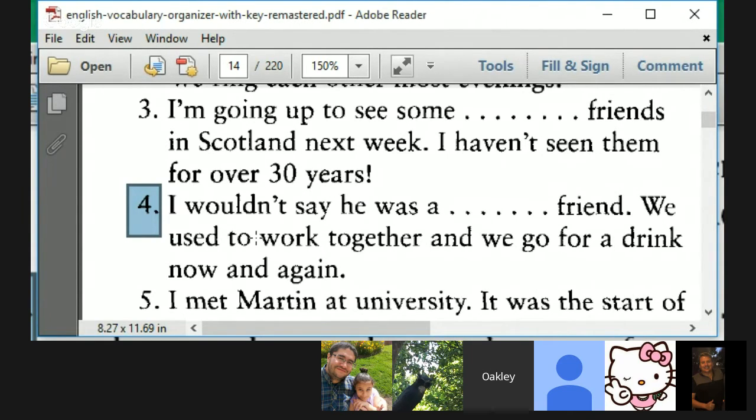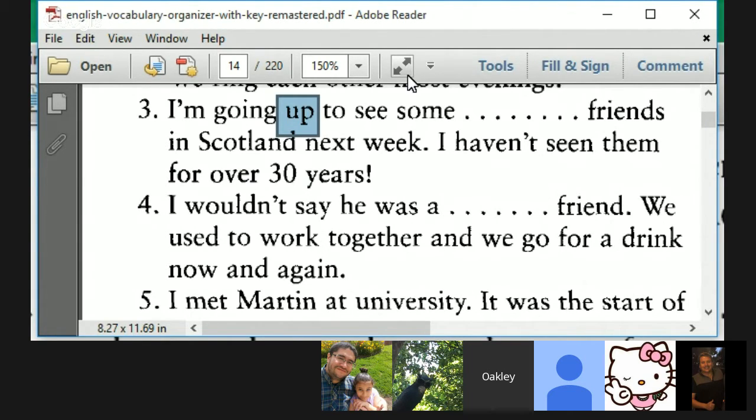Okay, Victor. Sorry, Oakley. I have a question related to point number 3. You said "I'm going up to" is the same. What is the meaning of the "up" in this structure? Because I can say "I'm going to see." Is it the same sense? Yeah, it wouldn't really change the meaning at all.